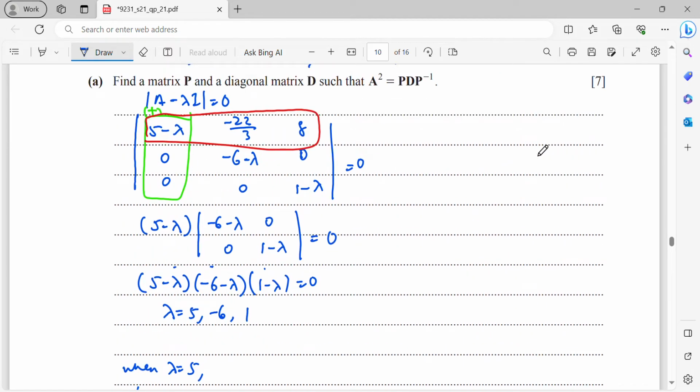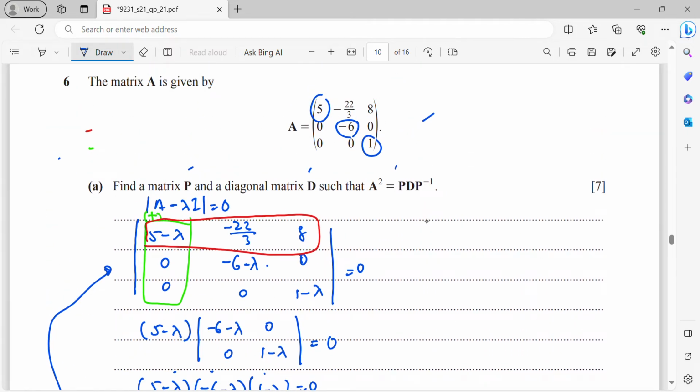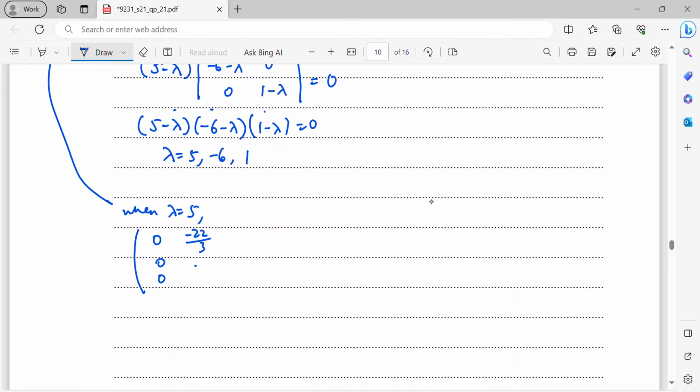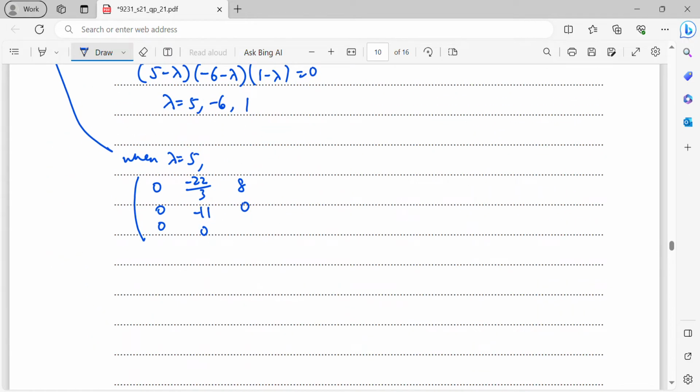So now substitute this lambda equals 5 into this matrix. Change the straight lines into brackets. So you will be getting 0, 0, 0, negative 22 over 3. So when lambda is 5, minus 6 minus 5 is minus 11. Then here will be 0, 8, 0. And the last value, when you replace this lambda by 5, 1 minus 5 is minus 4. So here I get minus 4. And you multiply with 3 variables and equals all 0.